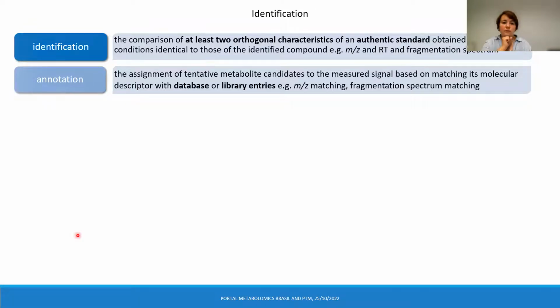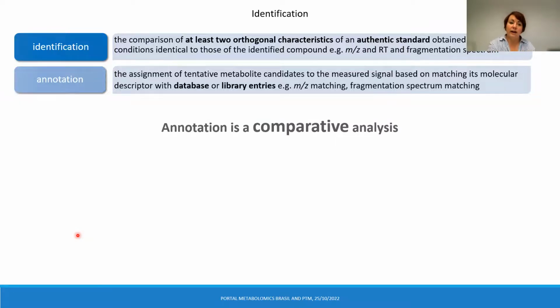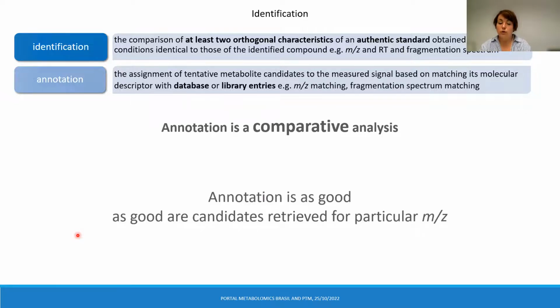The definition of identification and annotation is already known. I would like to highlight the fact that it doesn't matter if we are talking about identification or annotation. This is a comparative analysis. So what does that mean? What is the implication of this? Our annotation is as good as the candidates that we use for this annotation.